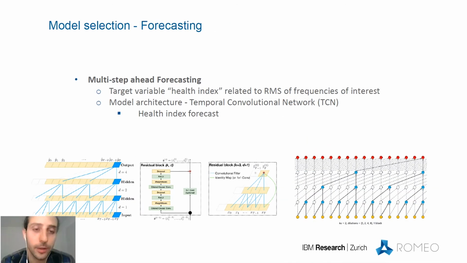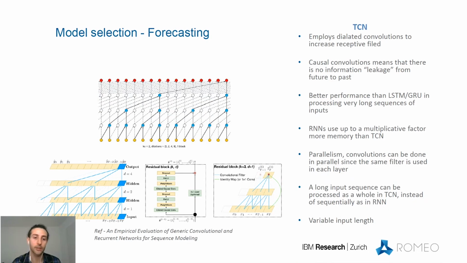So here, as I mentioned, I'm going to focus on the forecasting. And what you see here is called a temporal convolutional network. This is what's shown in the bottom figures. The approach we're using is multi-step ahead forecasting. So we're first forecasting multiple steps ahead of the time point that we are at. What we are trying to predict is something called the health index. At this point, what I'm going to present is vibration data, and this is related to the root mean square of the frequencies of interest. I'll go into a bit more detail on how this TCN works and why it's very important.